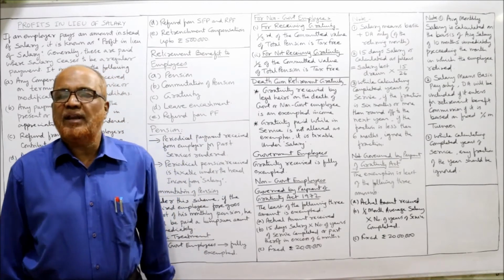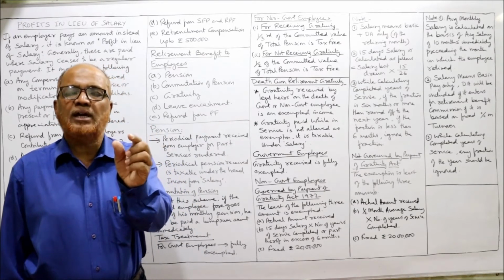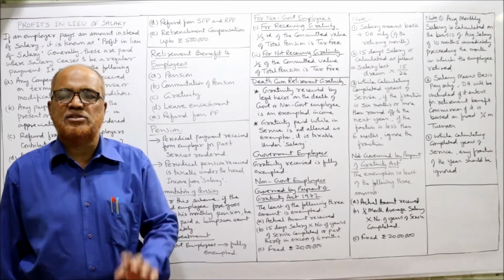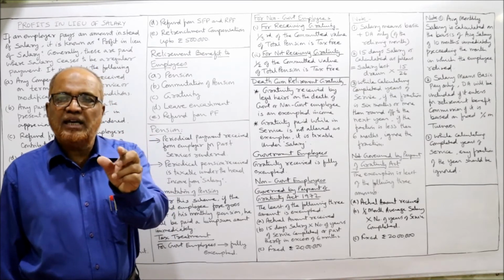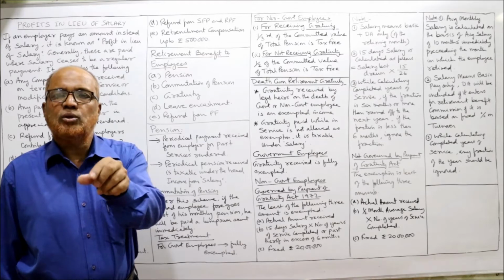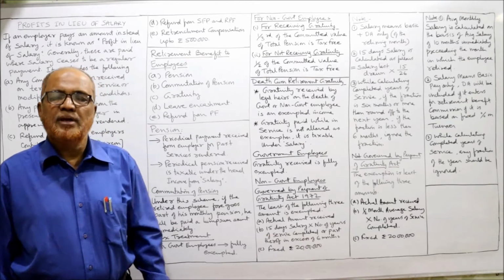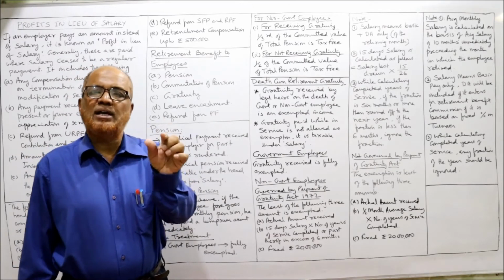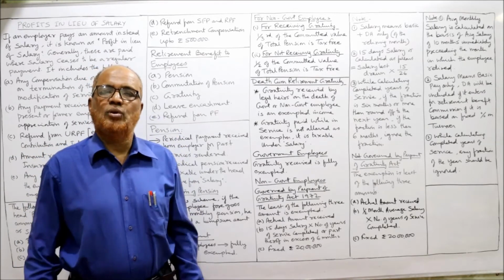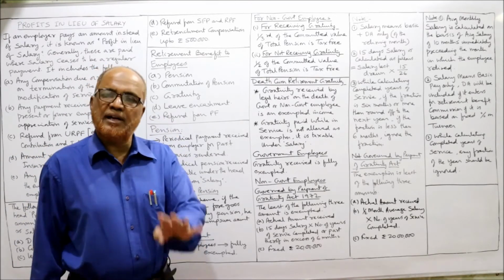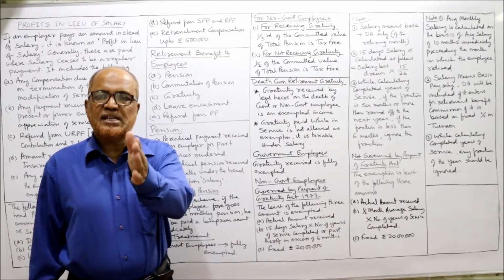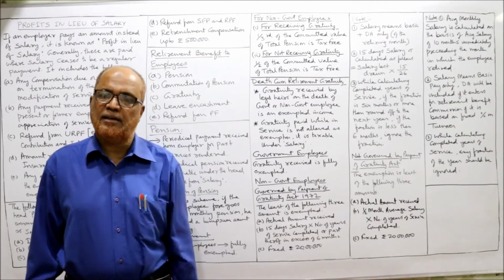For example, if an employee has served 24 years and 8 months, the 8 months will be counted as 1 year, so 25 years will be taken. Suppose a worker has worked 24 years, 4 months. The 4 months will be ignored, and we will take 24 years only. So if it is 6 months or more, we take the next year.